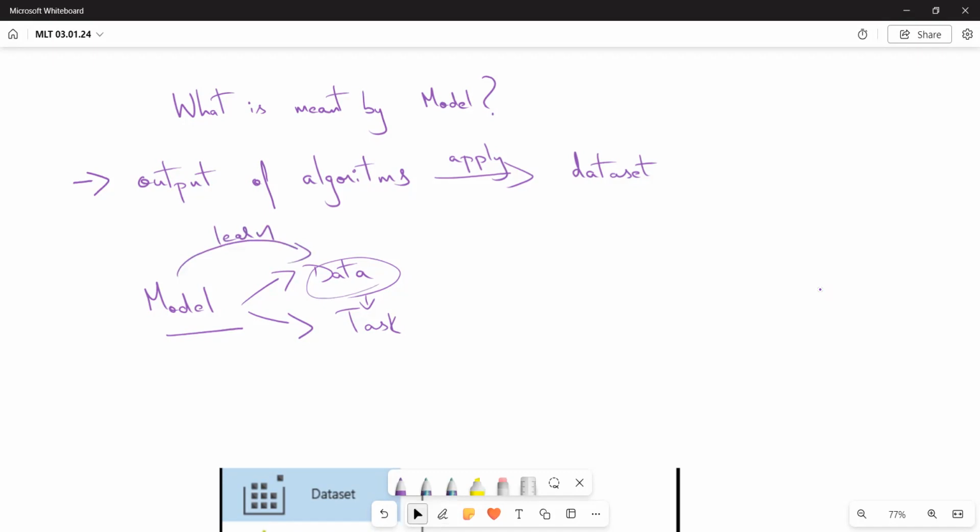You are going to learn the data, understand the data, and then solve the given task. So this model will first help you to learn your data, and then you are going to solve the task. This is your common concept here.